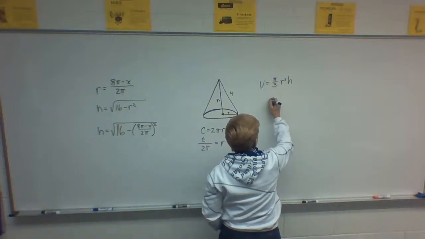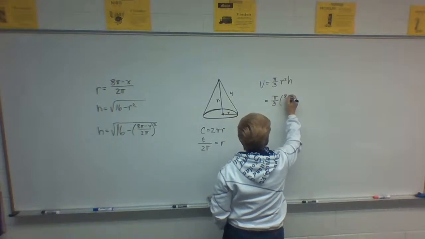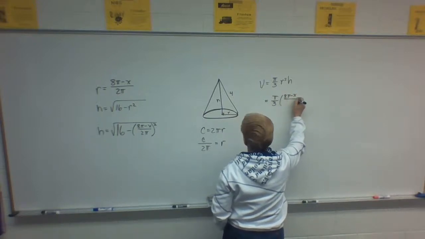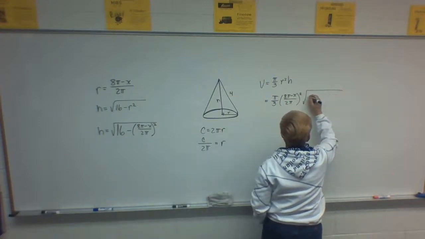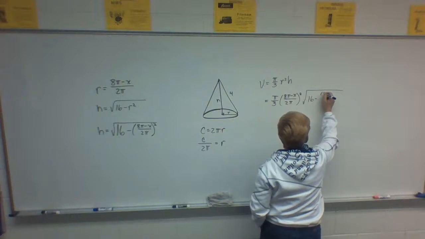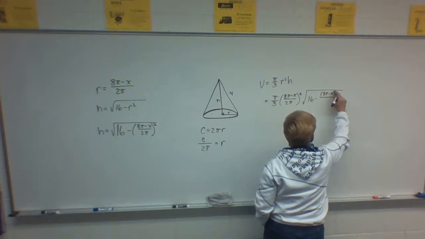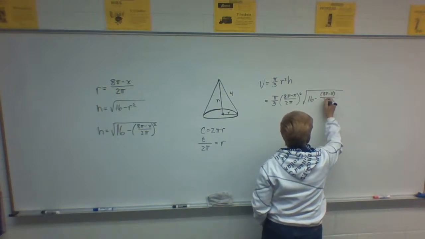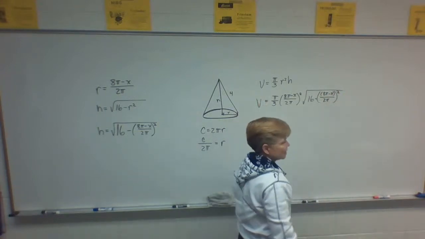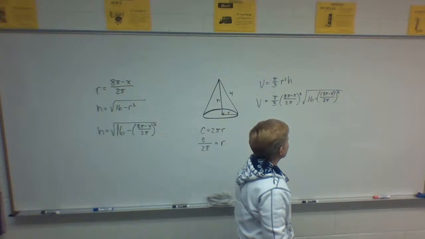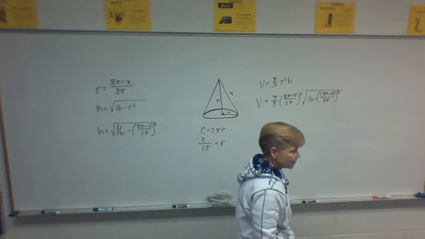Okay, so I've got my constants all lumped together there. So now I've got pi thirds, parenthesis, 8 pi minus x over 2 pi squared times the square root of 16 minus 8 pi minus x squared. I'll put the square on the whole thing over 2 pi squared. That's my volume. I want to maximize that. So the problem isn't the calculus. It's using parentheses appropriately to type the thing in there. You know what I'm saying?